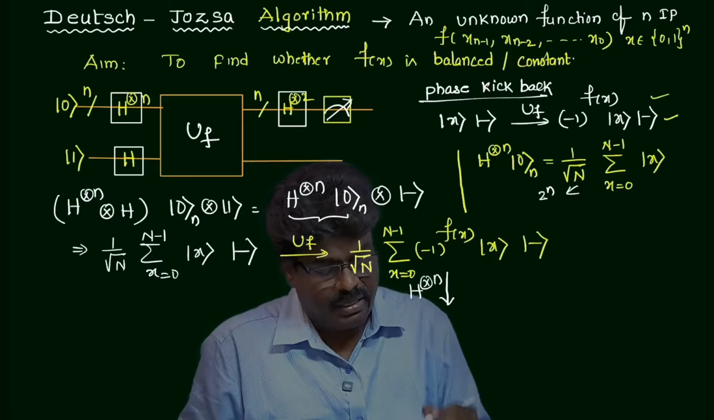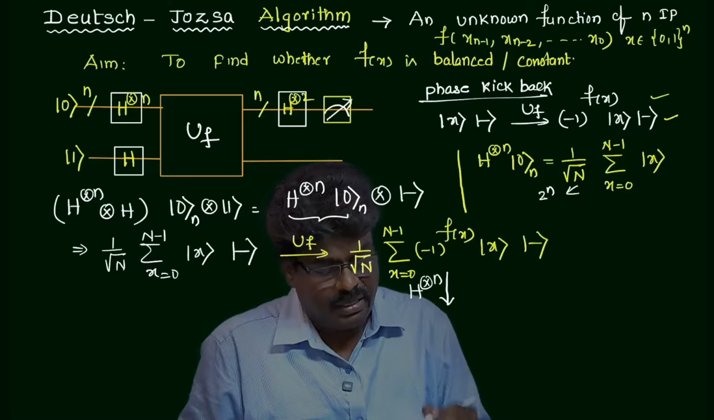In it we are finding the nature of f of x, whether it is constant or balanced. But the difference between the Deutsch algorithm and the DJ algorithm is that in this case f of x has n number of inputs, and in the earlier algorithm we have 2 inputs. Right? So earlier we have already explained the DJ algorithm, the Deutsch-Jozsa algorithm.